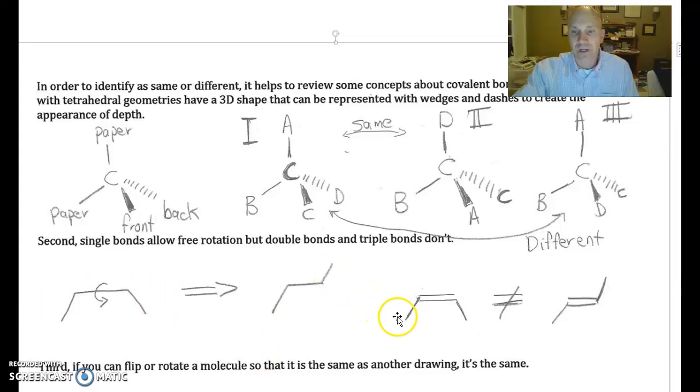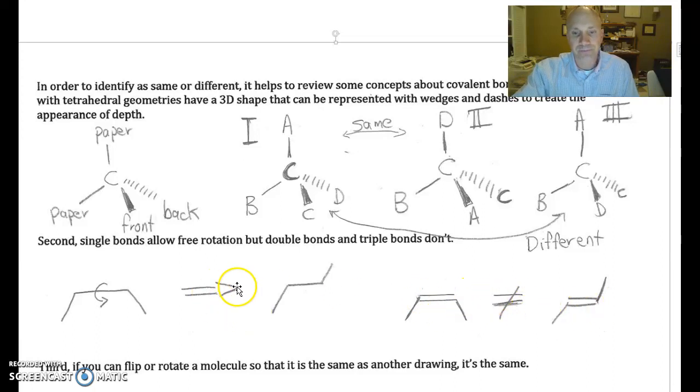But if I draw this molecule right here, this is a double bond. Double bonds do not allow rotation around them. So if we've got this orientation around this, and remember this is a line angle structure, so there would be a hydrogen coming up here and a hydrogen coming up here. This is not the same as this. You can't just rotate around this bond because it's a double bond.